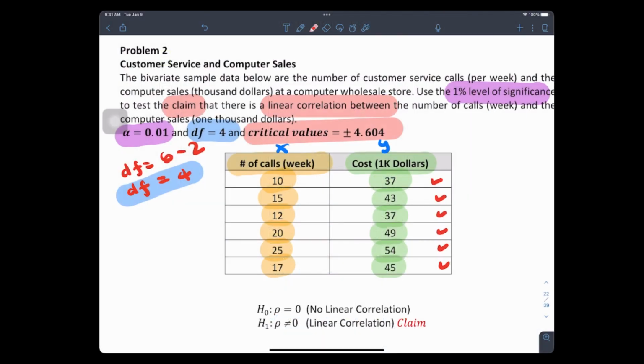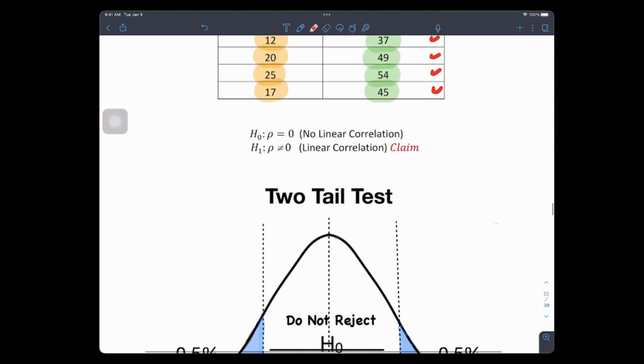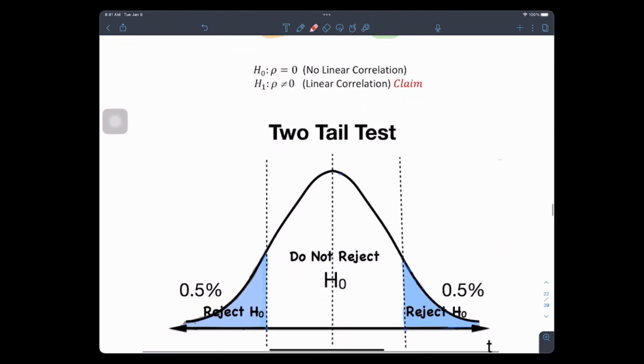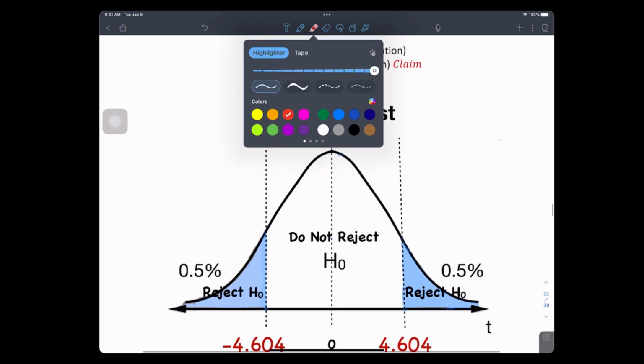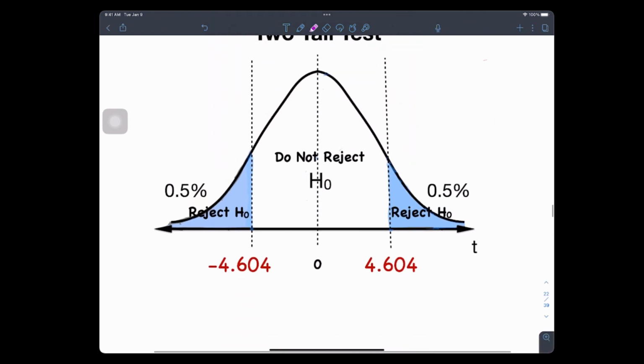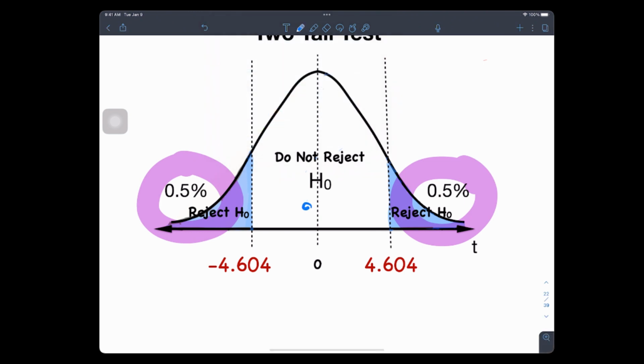All right, now, ladies and gentlemen, you go to your default hypothesis testing here. So H naught is rho equals 0, no linear correlation. H1 is rho is not 0, there is a linear correlation. It's your claim. Now, you might say, Mr. Judge, how in the world did they get our critical values the way they did? Well, this is half of alpha, half of alpha. Remember this. This is 99% now.